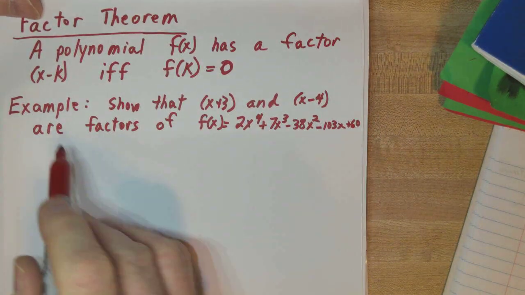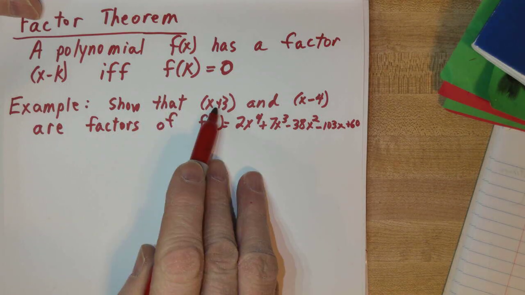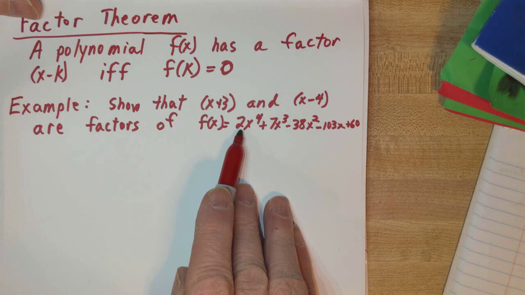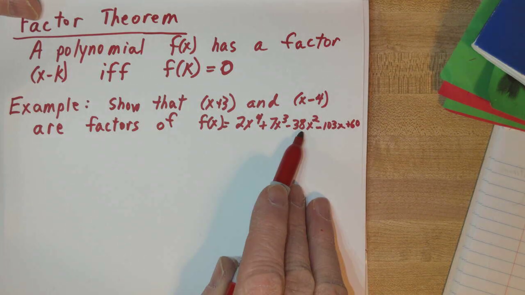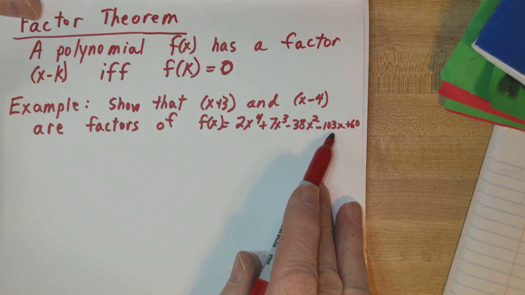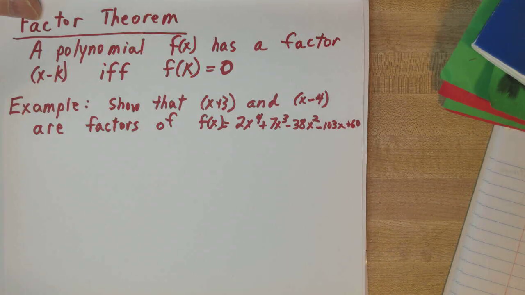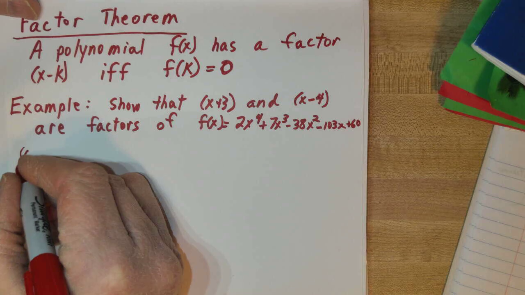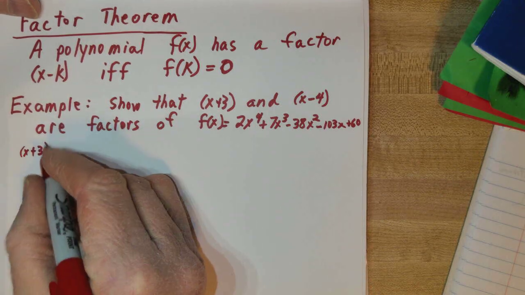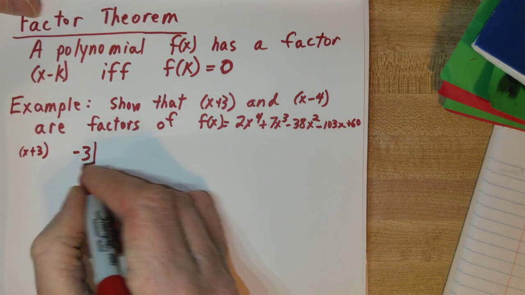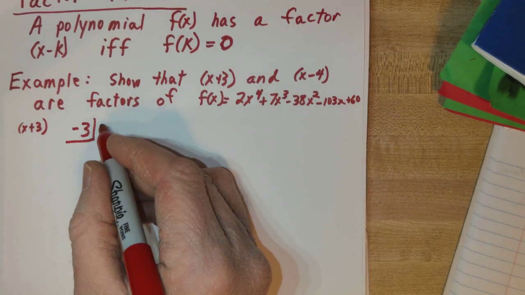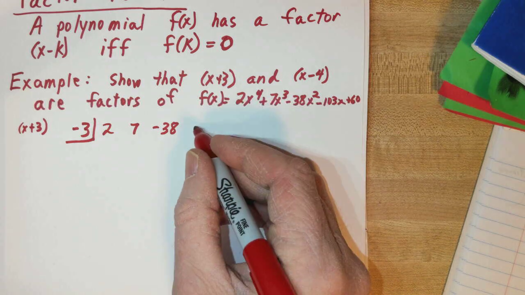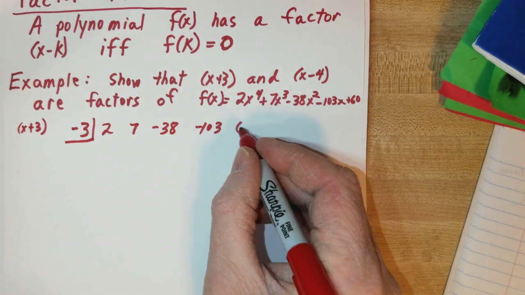So let's look at this example. Let's show that x plus 3 is a factor and x minus 4 is a factor of 2x to the 4th plus 7x cubed minus 38x squared minus 103x plus 60. I'm going to use synthetic division. I'm going to start with the x plus 3, and -3 would go in the box. I got the 2, the 7, the -38, the -103, and the 60.